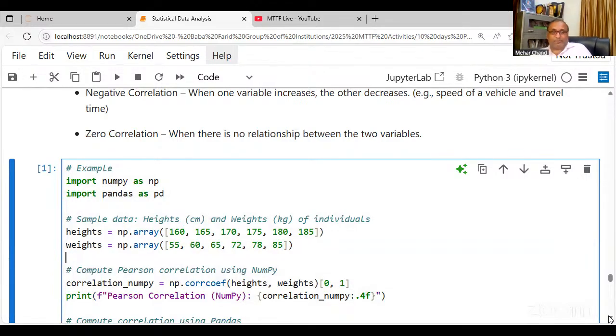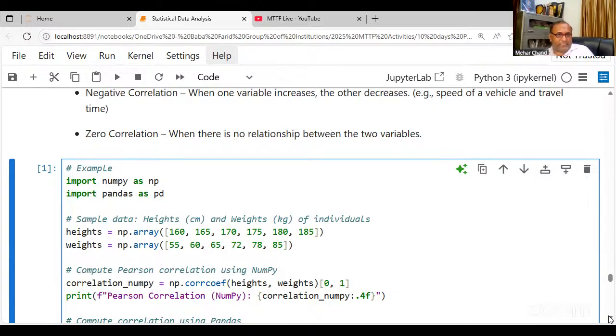Very simple. First we need two libraries: numpy as np, and pandas as pd. After that, we need a data set. Here we are taking sample data of height and weight of individuals. The heights are in centimeters: 160, 165, 170, 175, 180, 185. The weights corresponding to these are 55, 60, 65, 72, 78, 85.